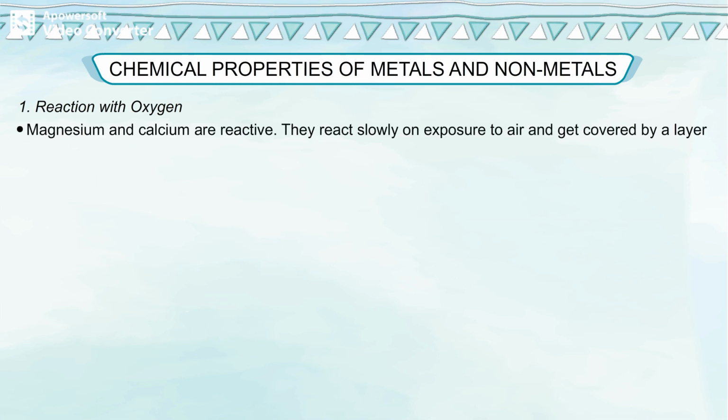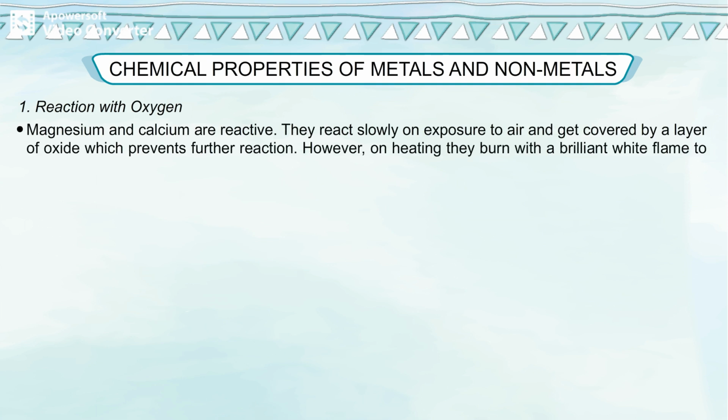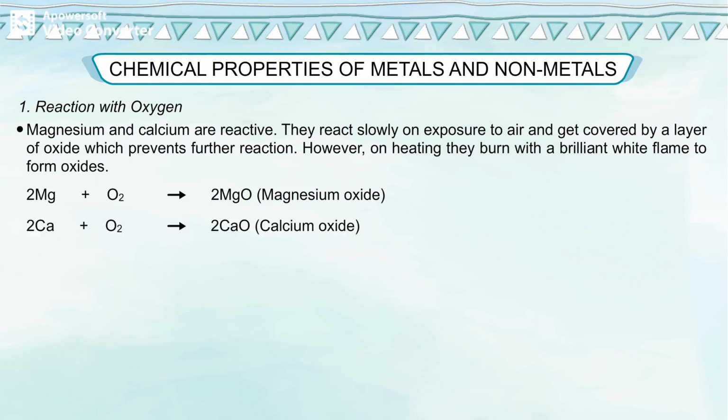They react slowly on exposure to air and get covered by a layer of oxide which prevents further reaction. However, on heating, they burn with a brilliant white flame to form oxides. 2Mg plus O2 gives 2MgO, magnesium oxide. 2Ca plus O2 gives 2CaO, calcium oxide.